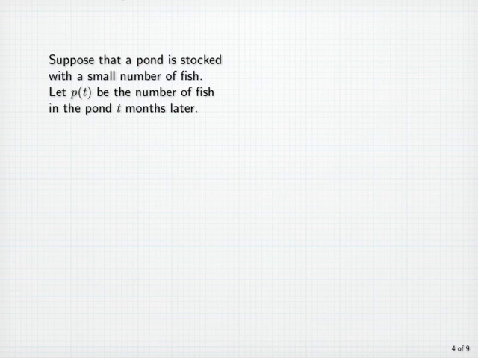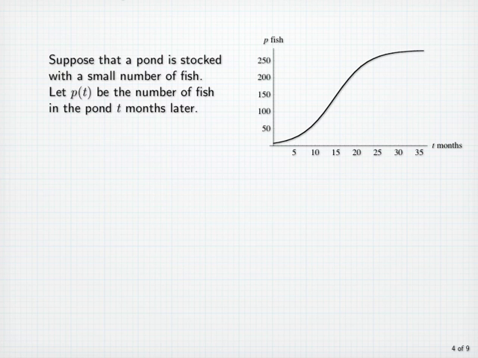Suppose that a pond is stocked with a small number of fish, and let P of t be the number of fish in the pond t months later. The graph of P versus t might look something like this. Notice that the population increases fairly slowly while the population is small, and then levels off as the population approaches some larger value that corresponds to the greatest number of fish that the pond can sustain.